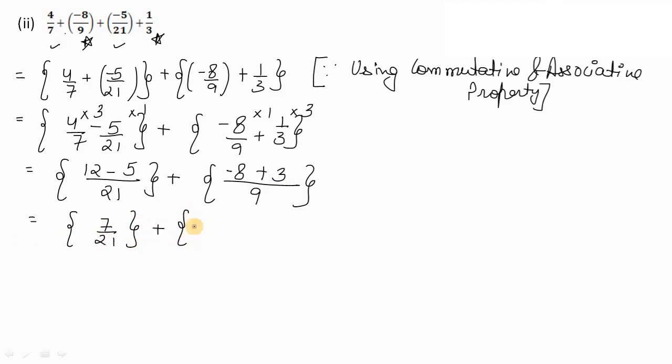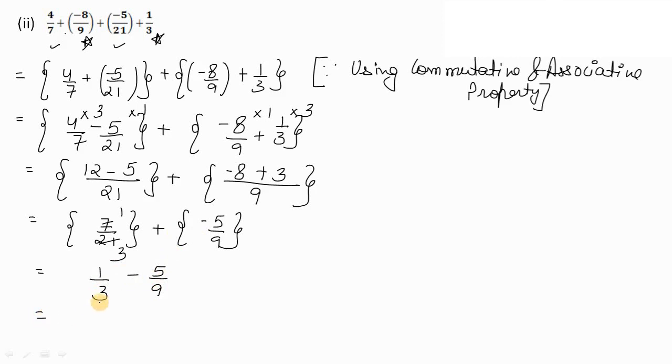Plus, now here you can see that minus 8 plus 3. So minus 8 plus 3 is minus 5 by 9. Now I can see in the first bracket 7 and 21, they can get cancelled. So it will be 7 ones are 7, 7 threes are 21. So the first bracket will become now 1 by 3. Now here plus minus will become minus 5 by 9.